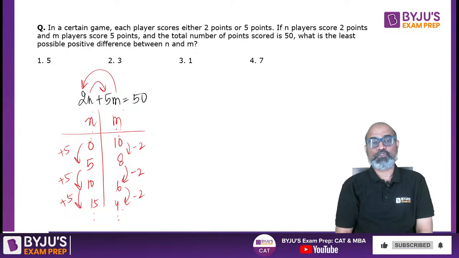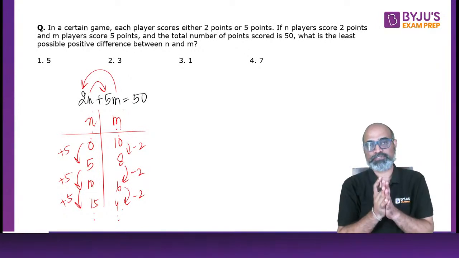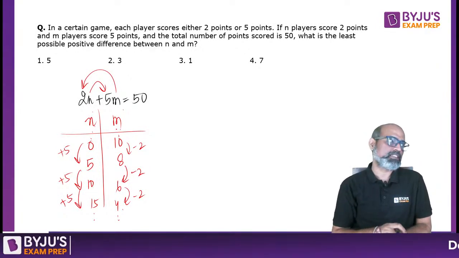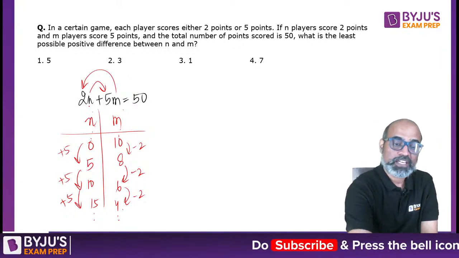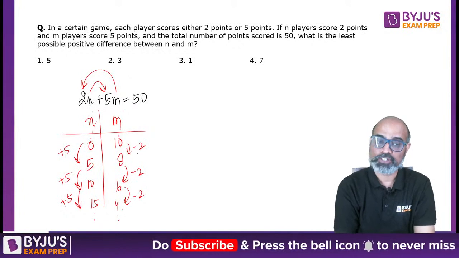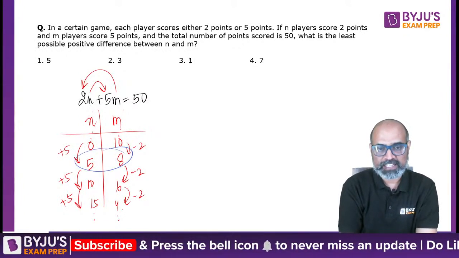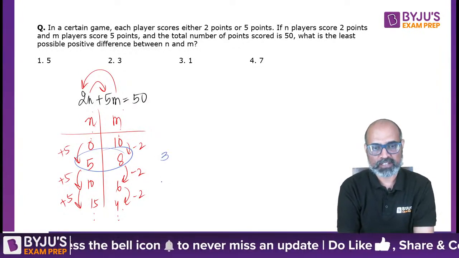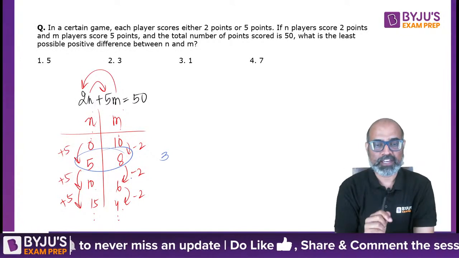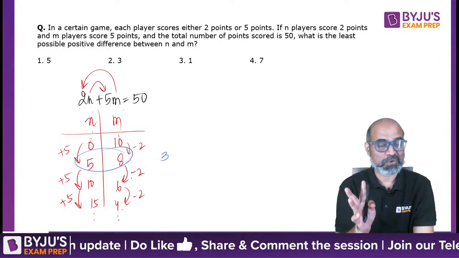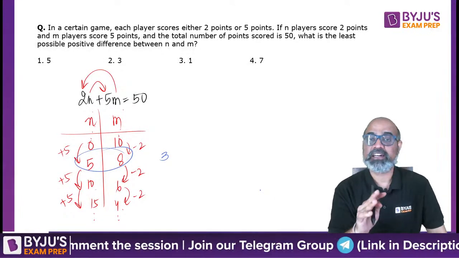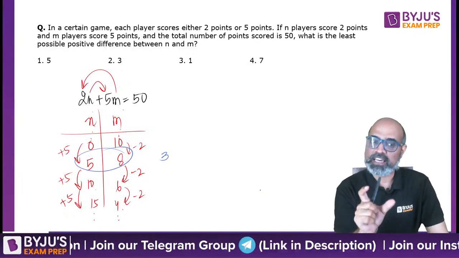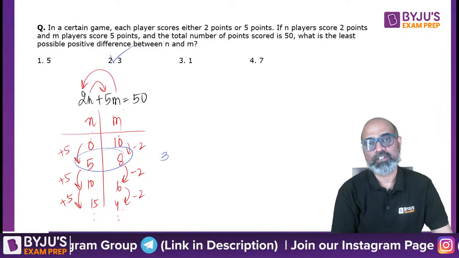Now, since we want the least possible difference between m and n, that tells us that m and n should be closest. So, out of the given solutions we have found, the closest m and n is over here, which is 3. 10 and 6, they are 4 away. 15 and 4, they are 11 away. 0 and 10, they are 10 away. So the closest m and n can come is 3 units.